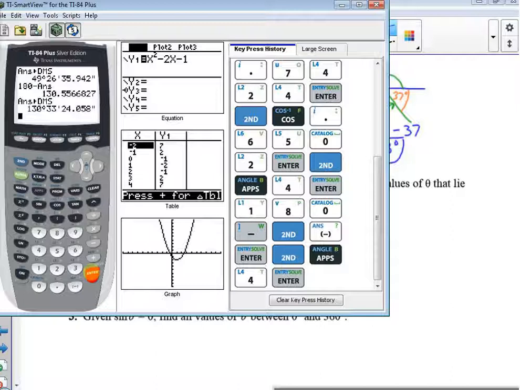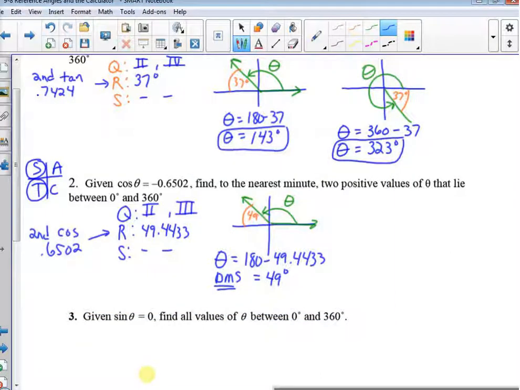So I get 130.33. Okay, so I get 130 degrees, 33 minutes, and it was 24 seconds. That's all I need of the seconds. And since that's 24, this rounds down to 130.33. Two positive values of theta, that's quadrant 1.